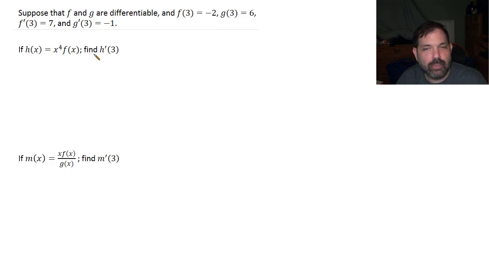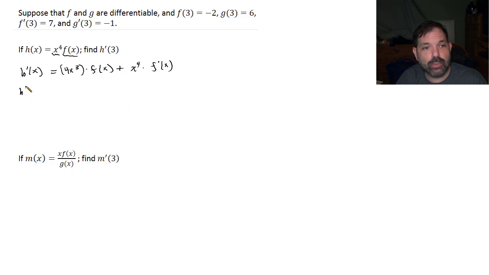So h of x is a product of functions. It's the product of x to the 4th and f of x. So then h prime of x would be 4x cubed times f of x plus x to the 4th times f prime of x. That's from the product rule.